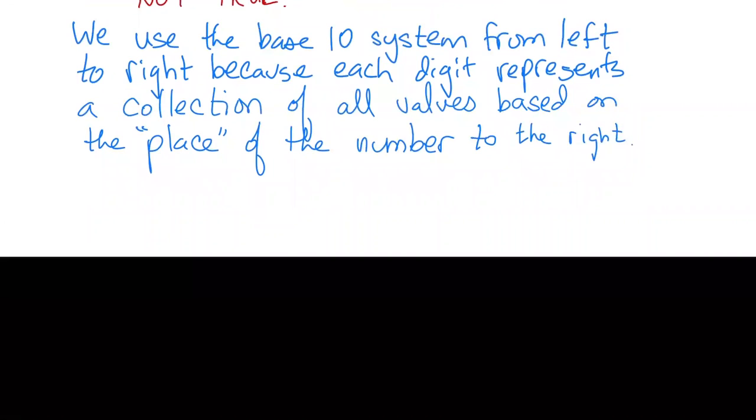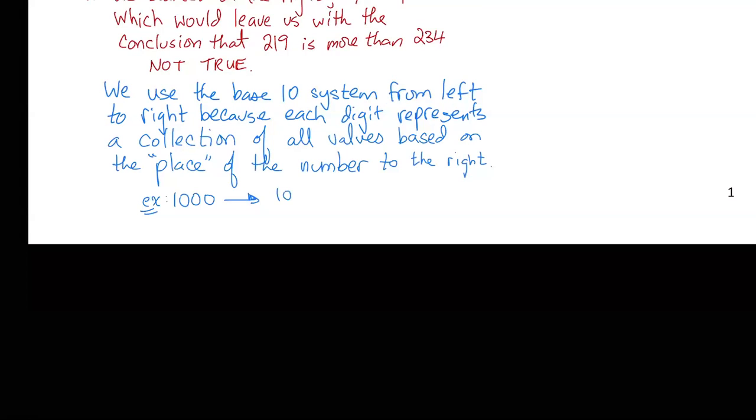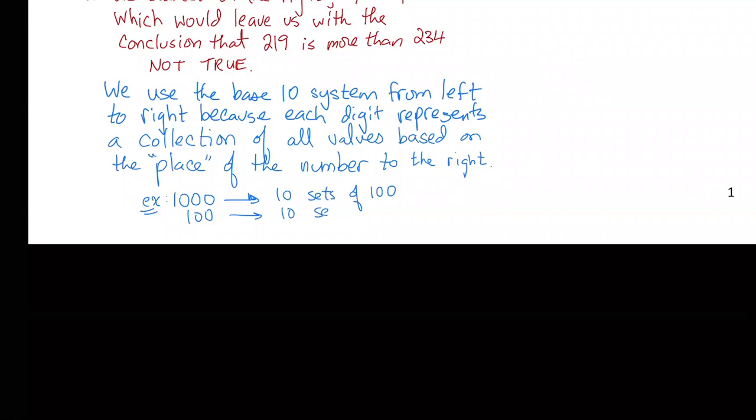All right. And so what that translates to in normal people speak is that, and we have the diagrams in our notes and all that stuff, but if we look at 1,000, for example, that's a collection of 10 sets of 100. All right. 100, 10 sets of 10, and so on.